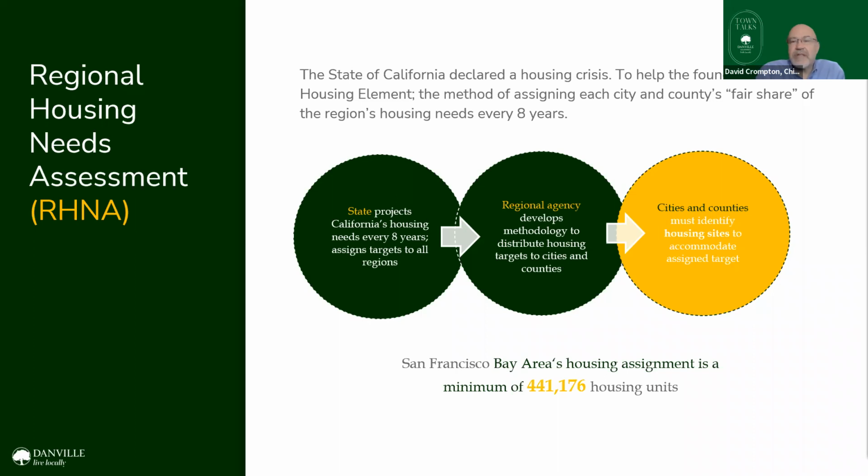And then it's up to each city or county to come up with a housing plan or a housing element that shows how the housing assignment is going to be accommodated in each community. And as you can see here, about a year and a half ago, the state gave ABAG, our region, a total of 441,176 housing units to distribute among the cities and counties in ABAG.